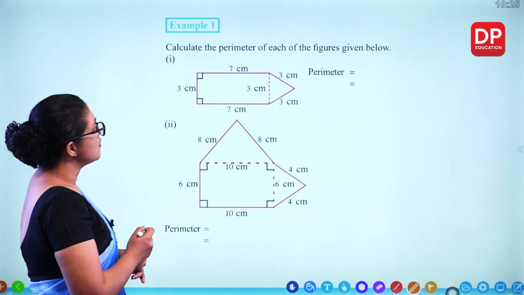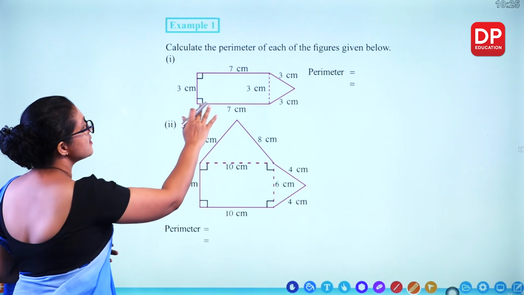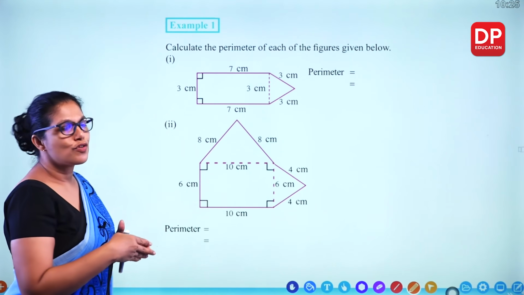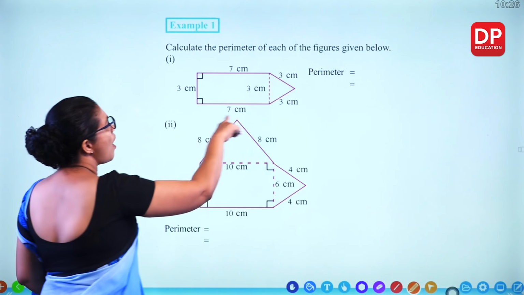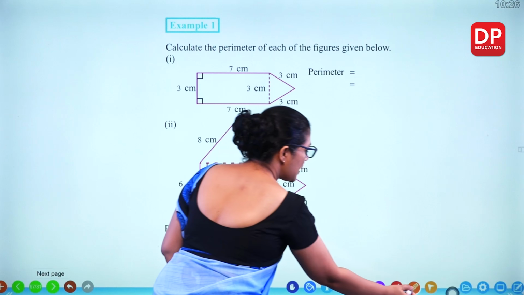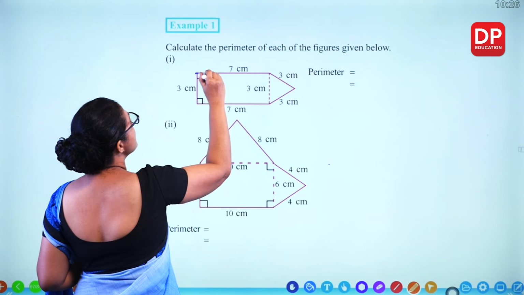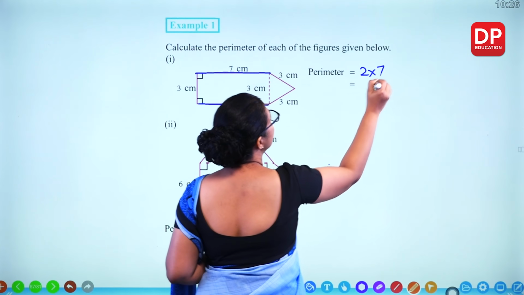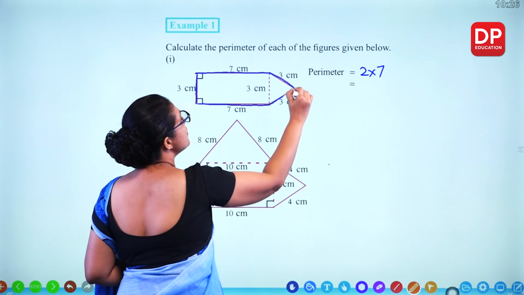Example number 1. Calculate the perimeter of each of the figures below. So these are all combined figures. So rectangle and an equilateral triangle combined together, and you are asked to find the perimeter. So when you take the perimeter, you are taking only outer length. So we'll take the first one. How many 7s are there? 1, 2. 2 times 7. How many 3s are there? 1, 2, 3.